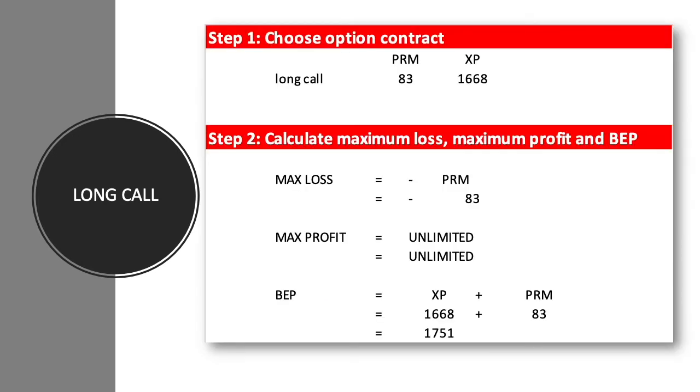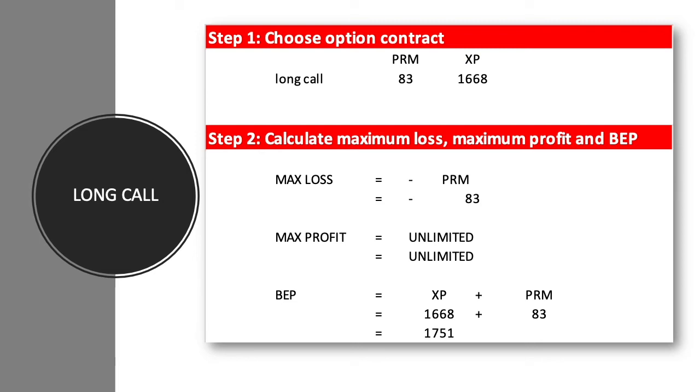So to draw the payoff diagram for long call strategy, first you need to choose your option contract. So we choose call option because you want to draw long call. So you put long, that means you buy call option, premium 83, exercise price 1668. So first step, you choose your option contract. Second step, you need to calculate maximum loss, maximum profit, and break-even price. All those formulas, you can refer to the main table of basic option strategy.